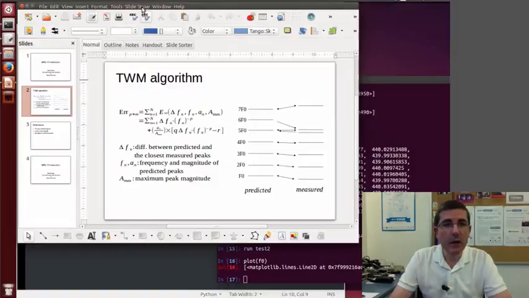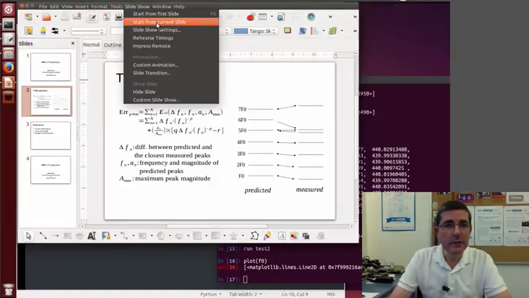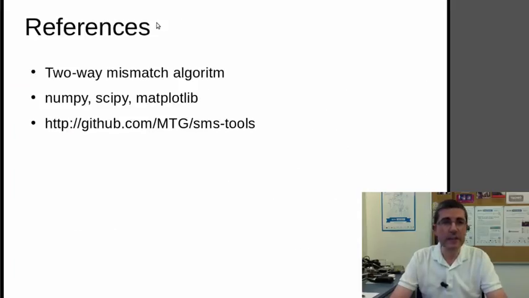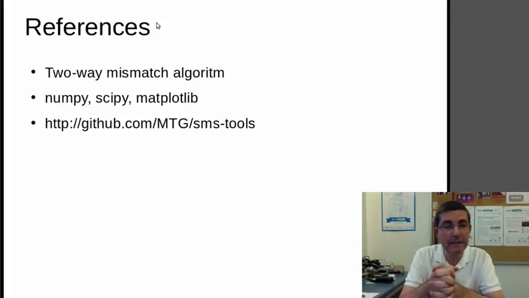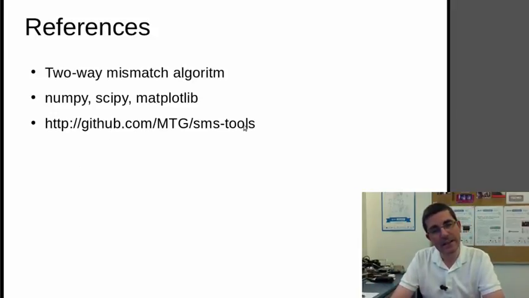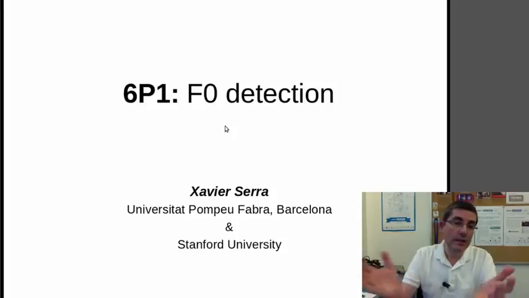Okay, that's all I wanted to say. We have talked about an implementation of the two-way mismatch algorithm, and I think that has given us a view on the issues of how to detect the fundamental frequency. Of course, we have used Python and a number of packages and the implementations that we have in the SMS Tools package.